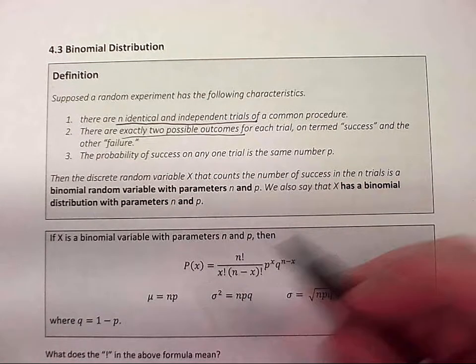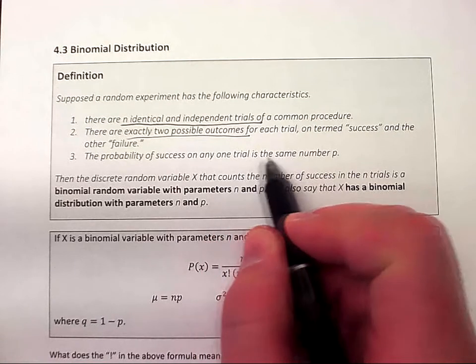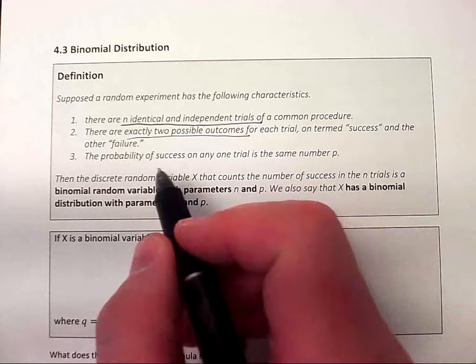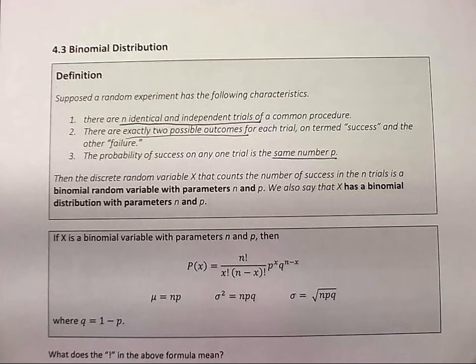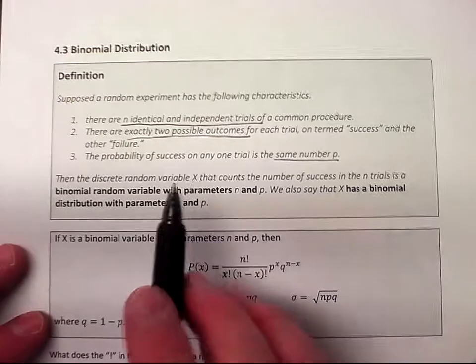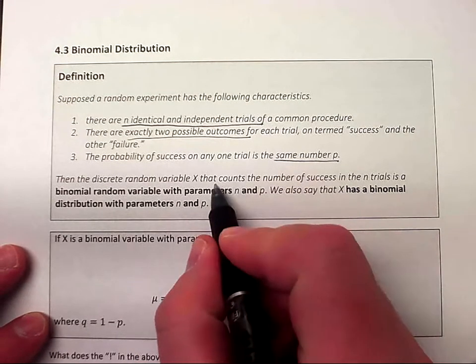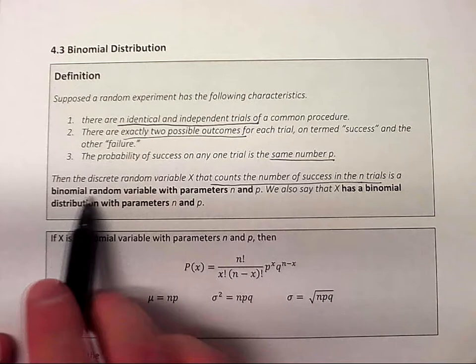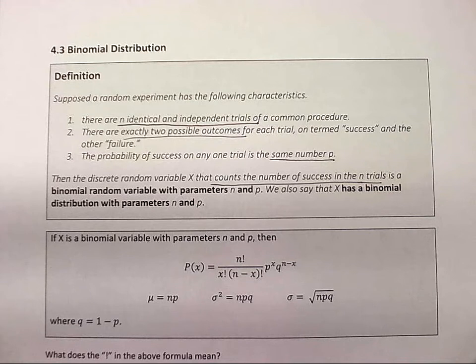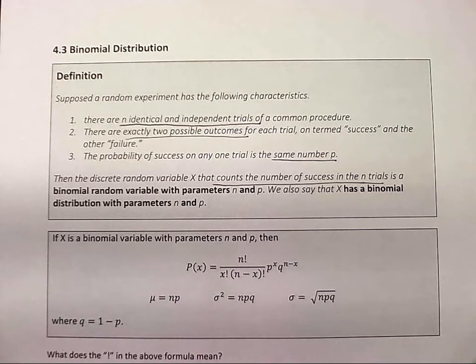Usually we refer to those as success and failure. And the probability of success on any trial is the same number, p. So here the probability is always going to be the same number, p. Then the discrete random variable x that counts the number of successes in the n trials is a binomial random variable with parameters n and p. We also say that x has a binomial distribution with parameters n and p.